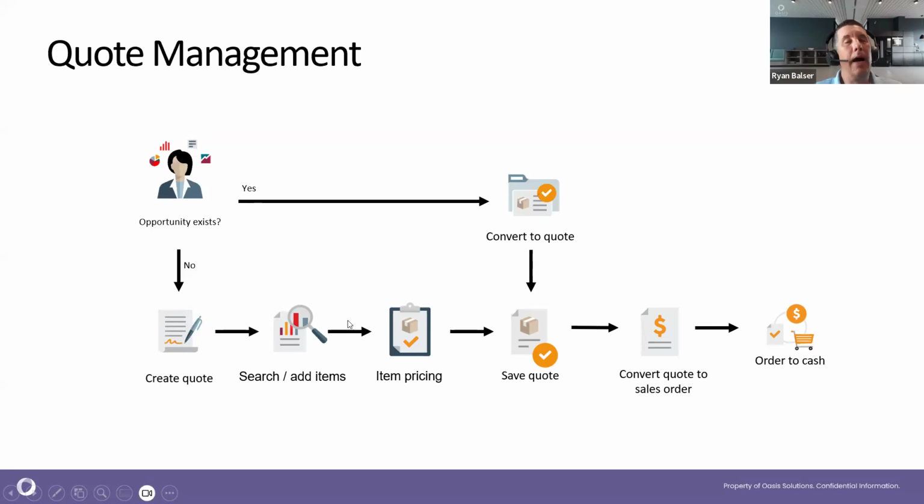Once we have that quote, we need to define the items that we want to sell. That's going to determine the item pricing and what we're charging for that customer for that order. We then save the quote, and we can then email that quote directly from NetSuite to our prospect, so they can review. And then ultimately in NetSuite, once they accept that quote, we will then convert that quote to a sales order, and then it automatically feeds into the order to cash leading practice flow.